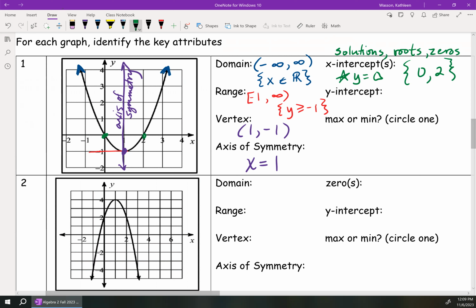My y-intercept, I'll only have 1. That is where my graph crosses the y-axis. This one is where x equals 0. And y is 0 there.